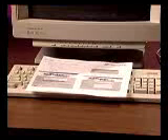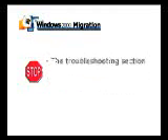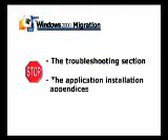Power off the system and ensure the Quick Start Guide is placed on the user's keyboard. Remember, there are several appendices at the end of the migration process document that you should read and be aware of, such as the troubleshooting section and the application installation appendices. Both of these are located at the end of the document.